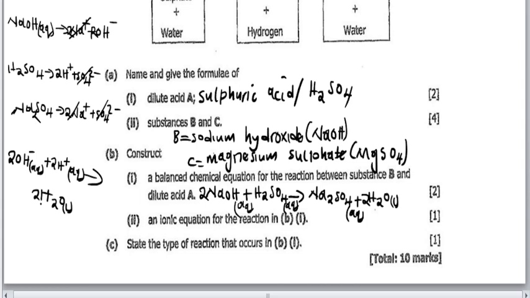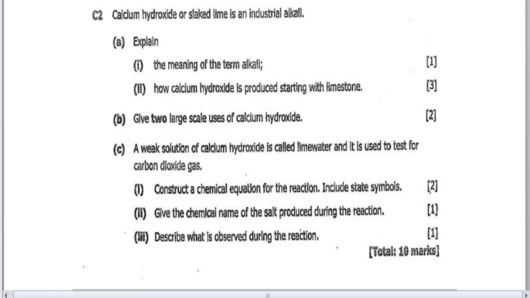State the type of reaction that occurs in B1. The type of reaction where an acid reacts with a base to produce salt and water is called a neutralization reaction. So that is the name of the reaction.